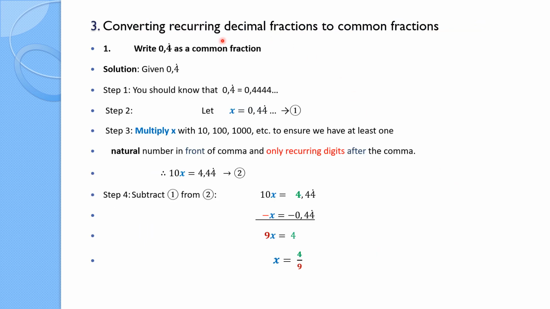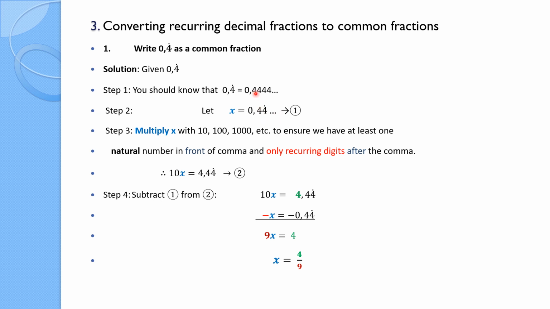Right now, a very common question. We enjoy asking it in exams: converting recurring decimal fractions to common fractions. So, write 0,4 recurring as a common fraction. So, we're given 0,4 recurring. We expect you to know that it is 0,4444 going on indefinitely. Are we together? So you start off and you say let x equal 0,44.